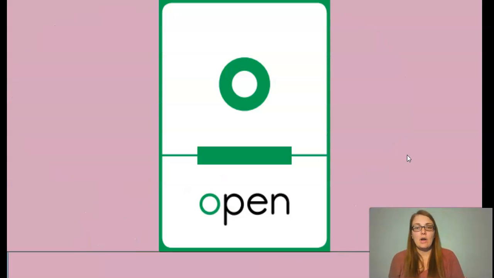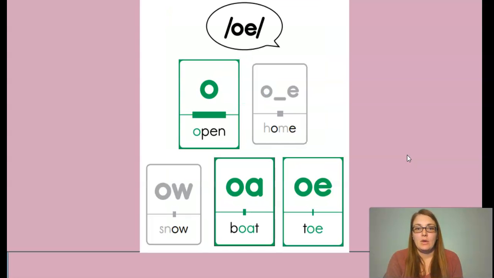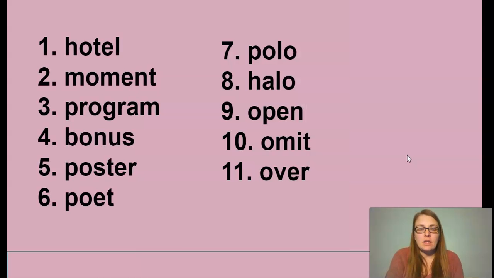Okay, our O sound spelling today is the letter O, like in open. And looking at the power bar, this is a more common spelling. So, a lot of the times when you hear O, it's going to be spelled with just a single O. So adding that to our list for the O sounds, some words that have the single letter O making the O sound: hotel, moment, program, bonus, poster, poet, polo, halo, open, omit, and over.